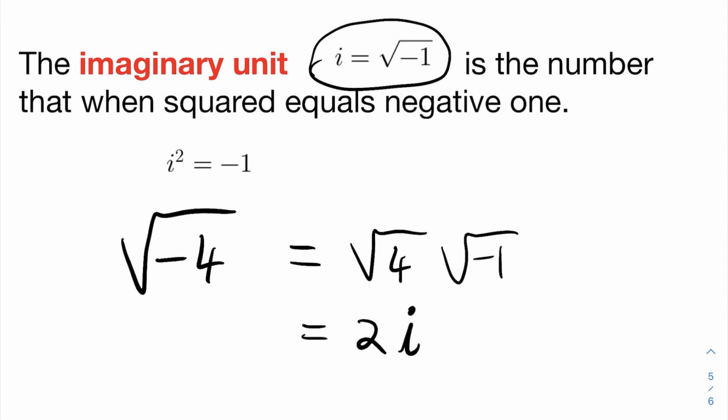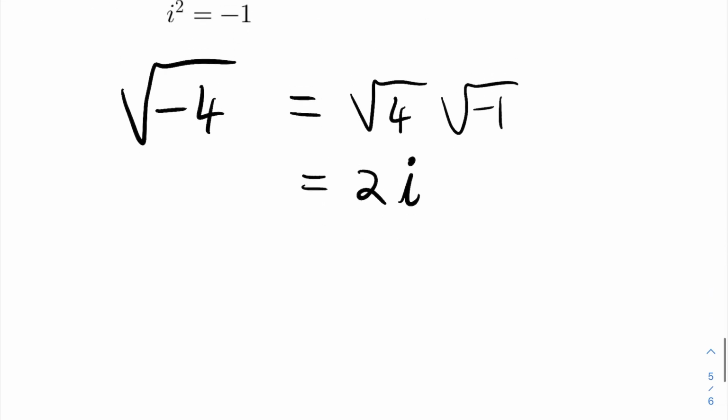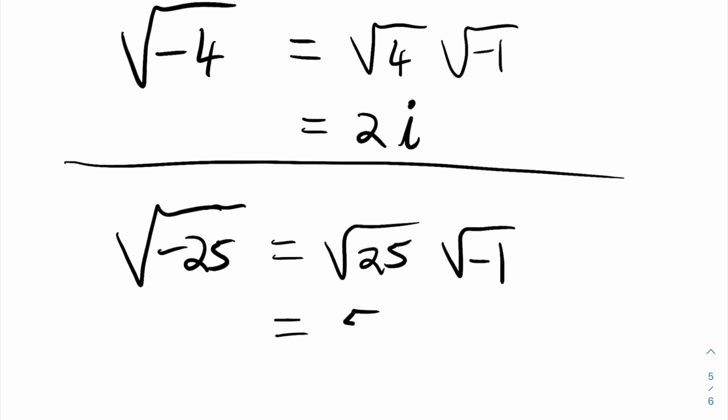So you have the set of real numbers, and you have this other set of imaginary numbers where you count by i, the imaginary unit instead. So let's take a look at some more here. We could also have the square root of negative 25. The square root of negative 25 would break down into the square root of 25 times the square root of negative 1. And just like before, this would be 5i. That's an imaginary number, 5i.